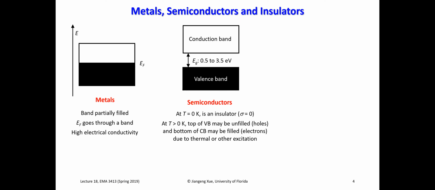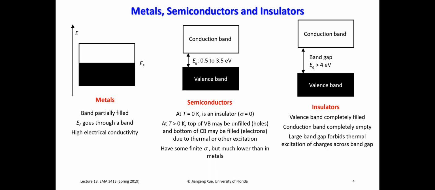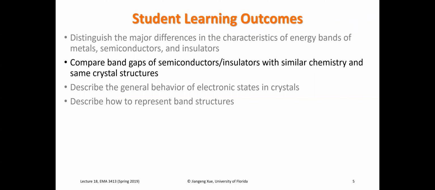When you go to somewhat higher, finite temperature, then the top of the valence band may be unfilled. So we have some electrons being promoted to the conduction band that leave some of the states near the top of the valence band unfilled, and then some electrons occupying the bottom states in the conduction band. That gives you some finite conductivity, but much, much lower than the conductivity of the metals. For insulators, the band gap will be too high, typically greater than 4 electron volts. That will forbid the promotion of electrons from the valence band to the conduction band. So that gives you 0 electron conductivity.